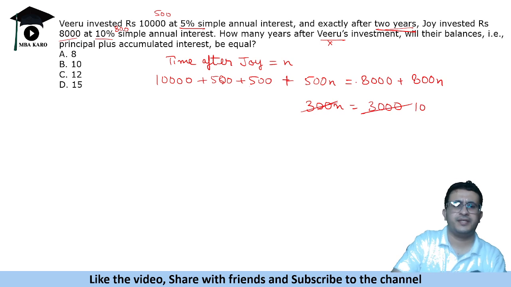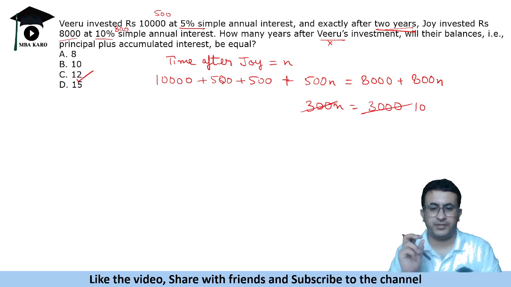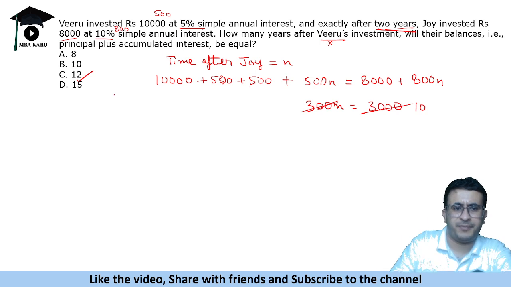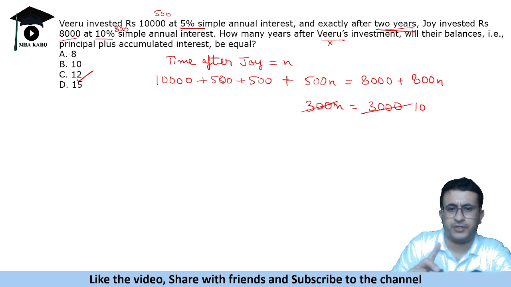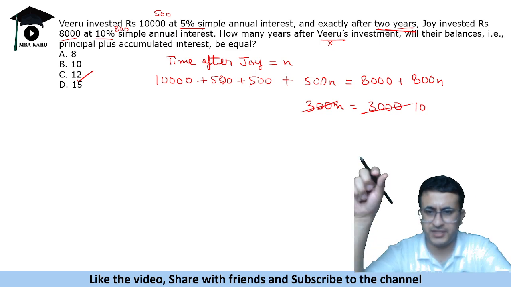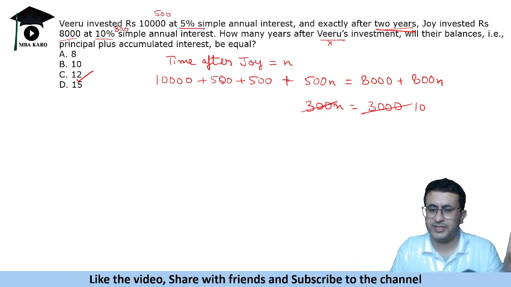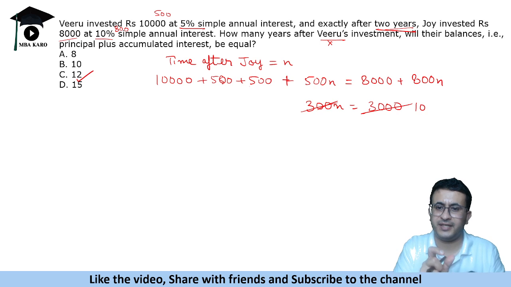N is 10 years, the answer is 12. So this is a very simple question, but people make a mistake: they mark 10 here. Okay, so how we did it: 10,000 he initially invested, after 2 years he has made 11,000. ठीक है, वो 11,000 उसके पास already है, and he is making 800.